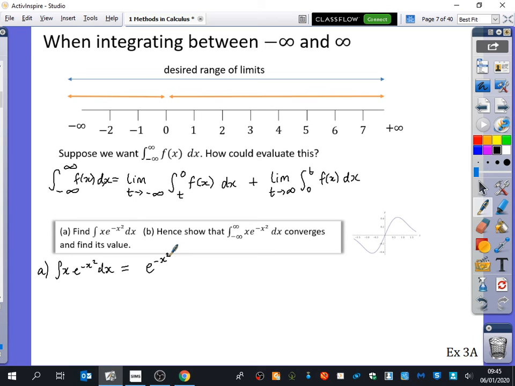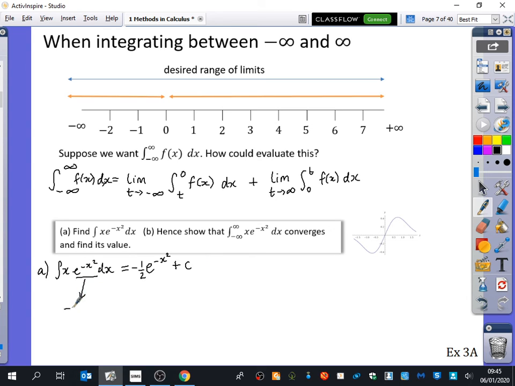So that's 2x, or a half and a negative. Good. Negative a half e to the minus x squared plus c. Are we all okay with why it's negative a half? Because if you differentiate the power itself, you get minus 2x e to the minus x squared.